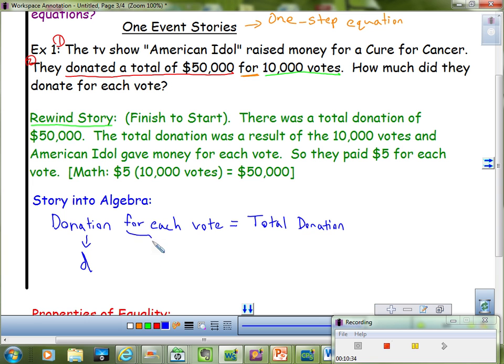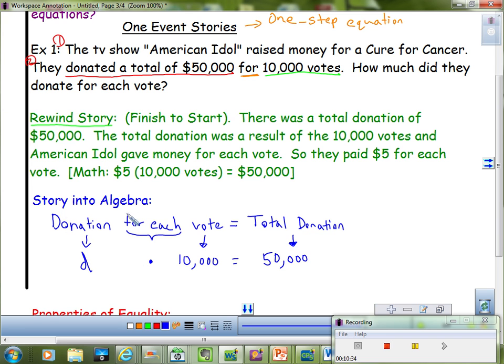For each vote, is that adding, subtracting, multiplying, or dividing? Multiplying. Which is what we did there, 5 times 10,000. Do we know how many votes there were? 10,000. The total donation is how much? 50,000. So whatever we know, we use the number. What we don't know is a variable.